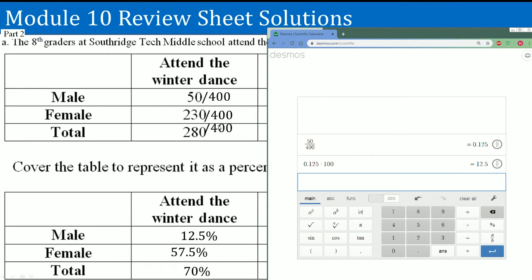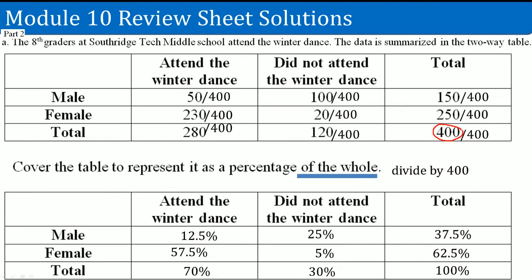Let's do the females that attended the dance. 230 divided by 400. That's what it looks like in decimal form. So now I type in its decimal form, 0.575, and I multiply that by 100. That's how I got the 57.5%. So that is how you go from decimals to percentage. Oh man, I'm still sick. That's it. This problem just asks you to convert raw data into percentages into its relative frequency table.